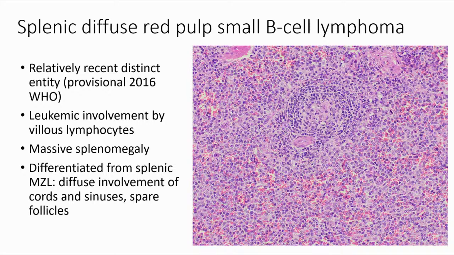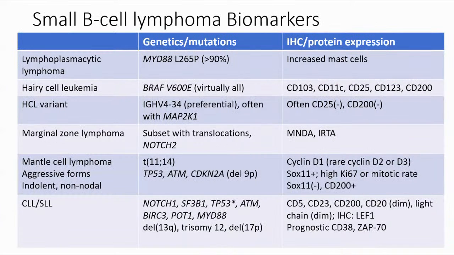And so this is just a quick summary of some of the mutations and some of the key biomarkers that we see in small B-cell lymphomas: MYD88 in lymphoplasmacytic lymphoma, BRAF in hairy cell, and MAP2 kinase downstream in the variant. We'll see marginal zone, with various translocations, NOTCH2 mutations, mantle cell with t(11;14), CLL/SLL with a diverse range of mutations, including MYD88, but particularly looking for aberrancies in TP53 or deletion of 17p can be helpful. And with that, I'm happy to answer any questions.